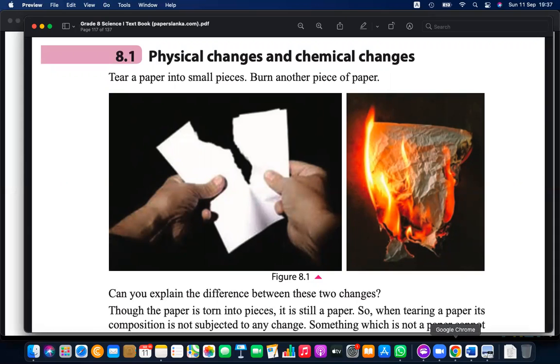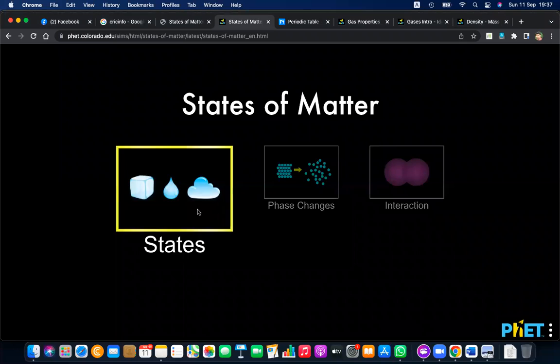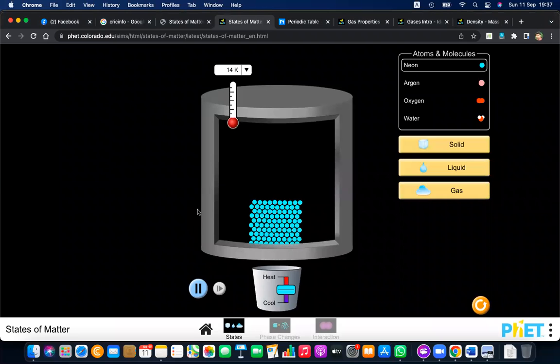State changes can happen with some reactions too, right? State changes can happen with some reactions too. So let's see them first. Basically you can see there are three states, like this. I'm using this interactive simulation again to show you this.